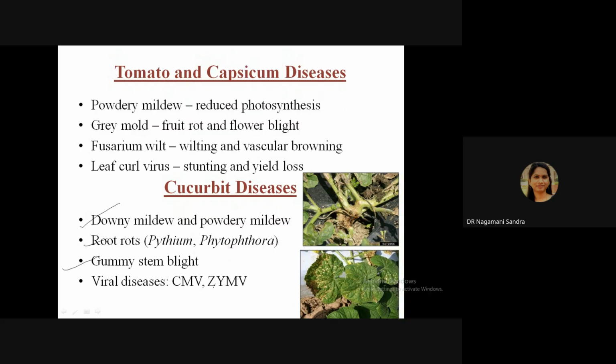Nowadays, zucchini yellow mosaic virus is the major issue under protected cultivation, as a lot of private companies are facing a lot of problems because of this virus. And due to the seed transmission nature of this virus also, they are facing a lot of problems.